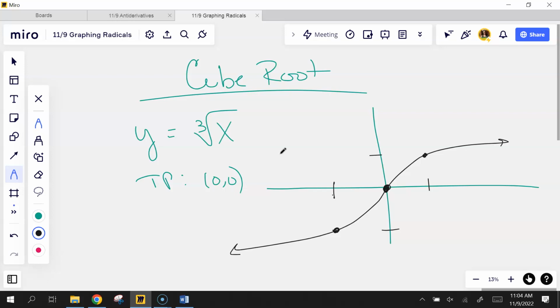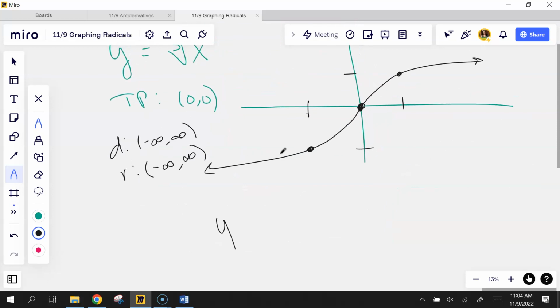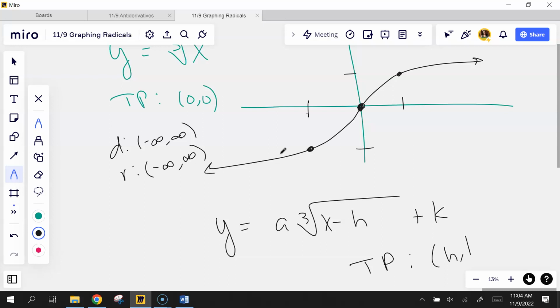Because you don't have any domain or range restrictions. What's your domain and your range? Every time, every cube root graph, the domain and range is exactly the same. It's negative infinity to infinity. Your A, your H, your K, your negative, all that is exactly the same. H and K still shifted left and right. The A in front still vertically stretches. So your transformation still looks like this. And your turning point is still HK.